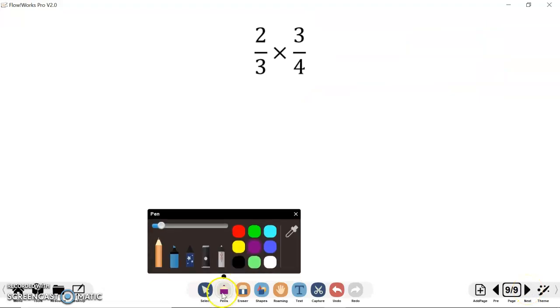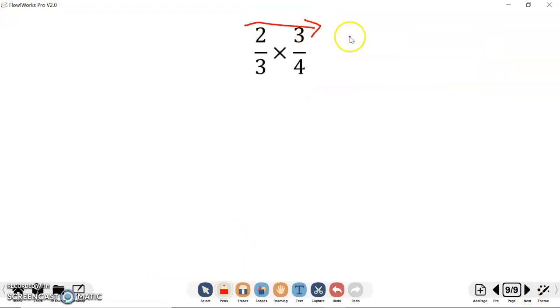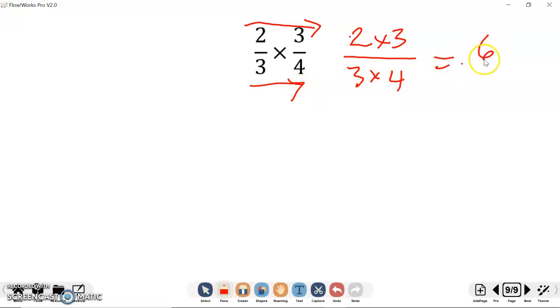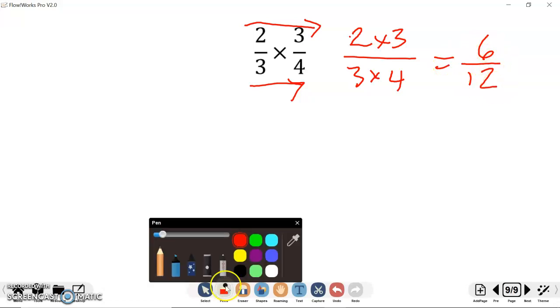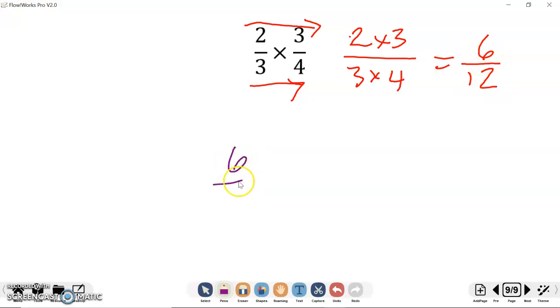2/3 times 3/4. On the top, it's 2 times 3. On the bottom, it's 3 times 4. So I'm going to get 6/12. So 6/12. Well, I know a lot of things go into 12.